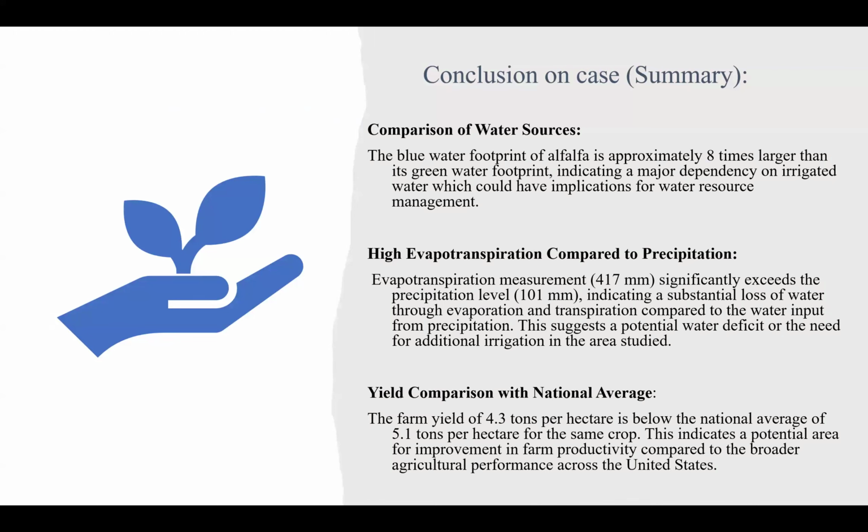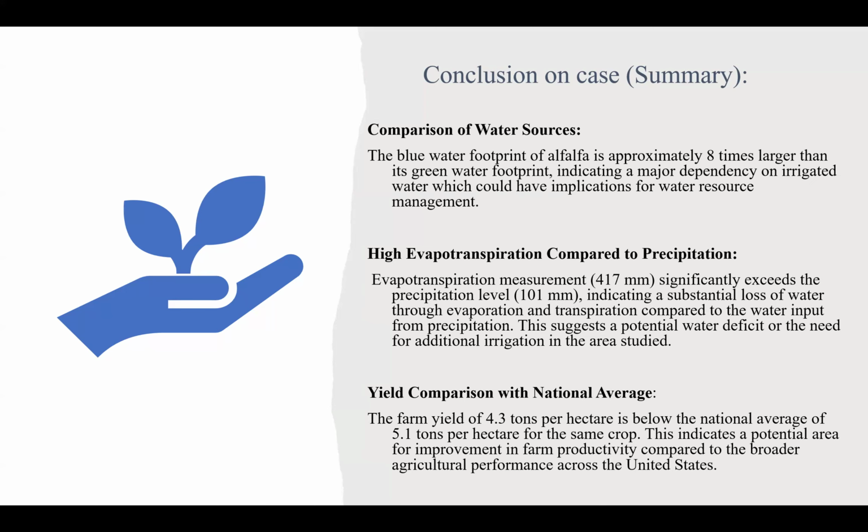And here are some conclusions on the case. One of the important ones: for alfalfa, the blue water was 8 times larger than the green one. It means that irrigation is the main part. Another was that evapotranspiration at that specific site was around 1,017 and the precipitation 210. That is around 20% of it, but not all of it goes to the green water.